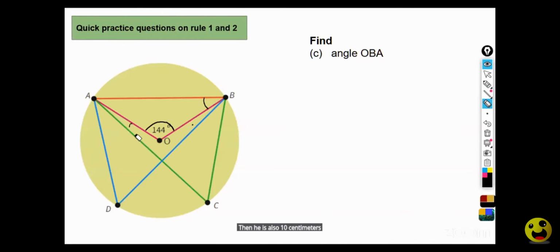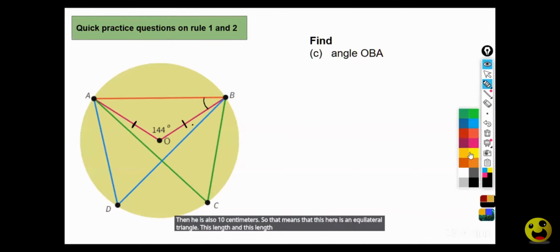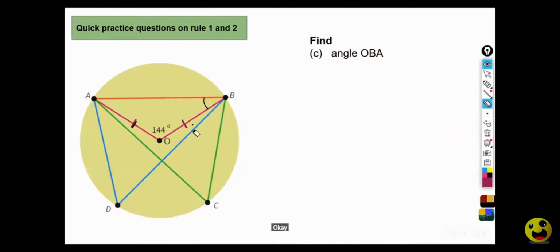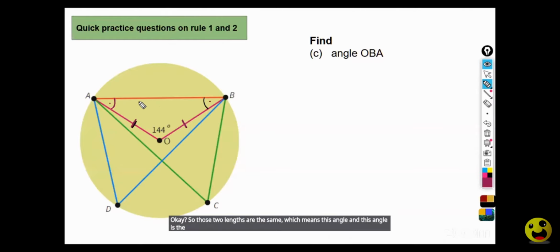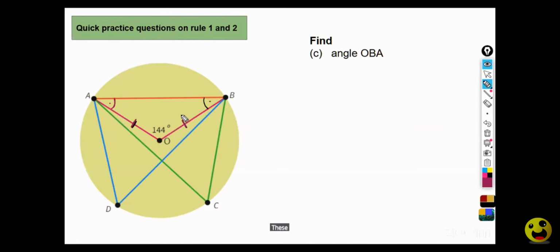So that means that this here is an isosceles triangle. This length and this length are the same. Remember the symbol for same lengths? You put a little stroke like that in SEA maths. Those two lengths are the same, which means this angle and this angle are the same. It's an isosceles triangle. Remember, they call these the base angles. The two angles that are the same are called the base angles.